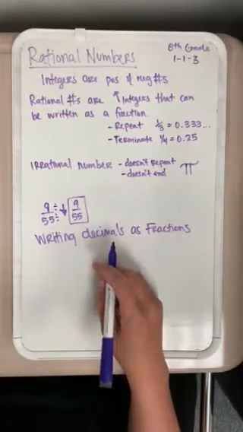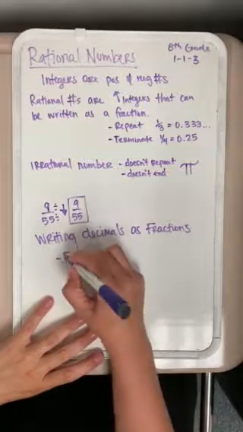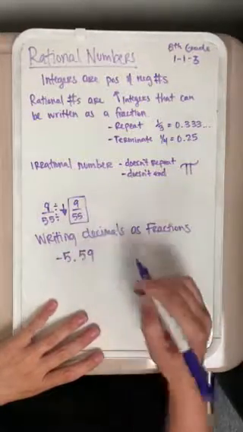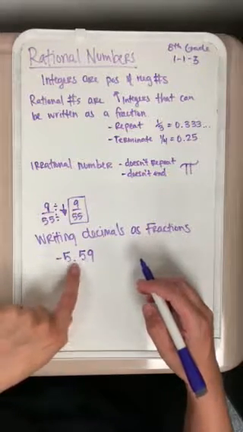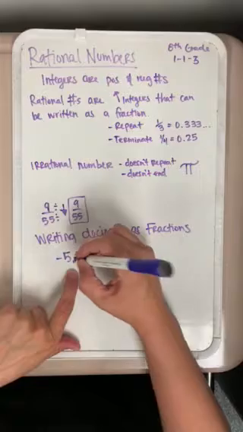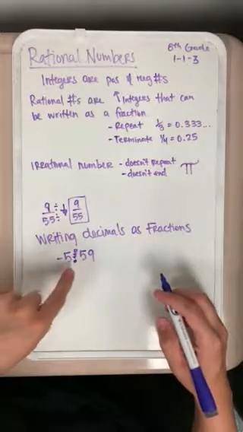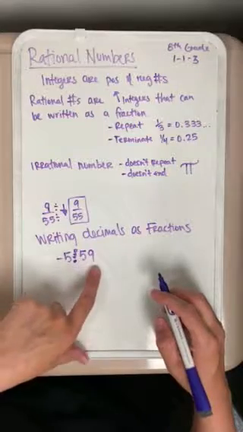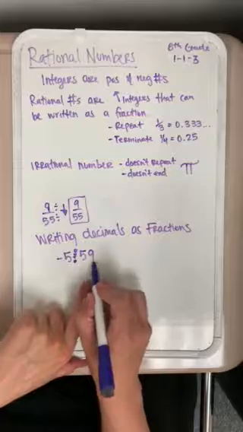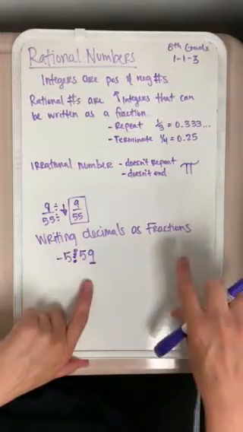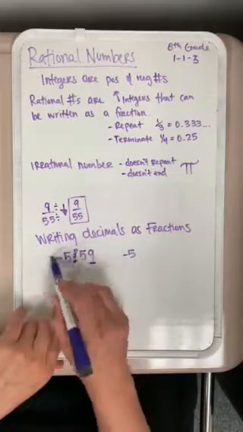Let's do something like a negative 5.59. You guys will notice that this is negative 5, and the decimal part, we call it "and," just so you guys know: negative 5 and 59 hundredths. You'll notice that the value that it ends in will be the value on the bottom. So we'll have a negative 5 as our whole number. That came from right here.